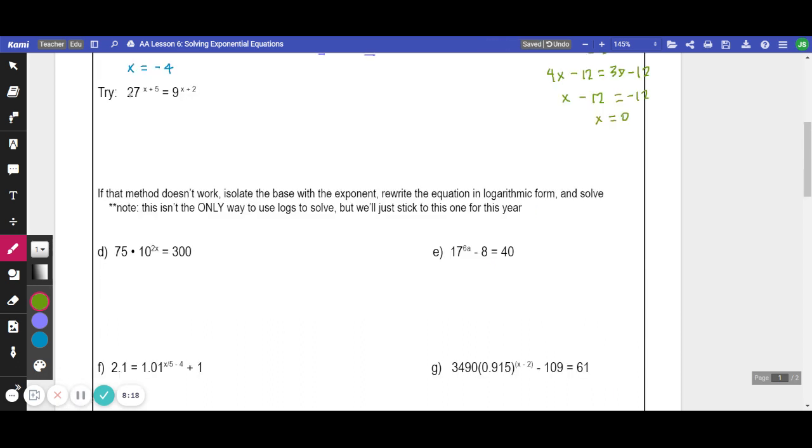So this try one, that means you take a second and try this one and see if you can do it. See if you can follow along with what we did in the last example and try this one for yourself. So you should pause it and then come back to it once you've done that.